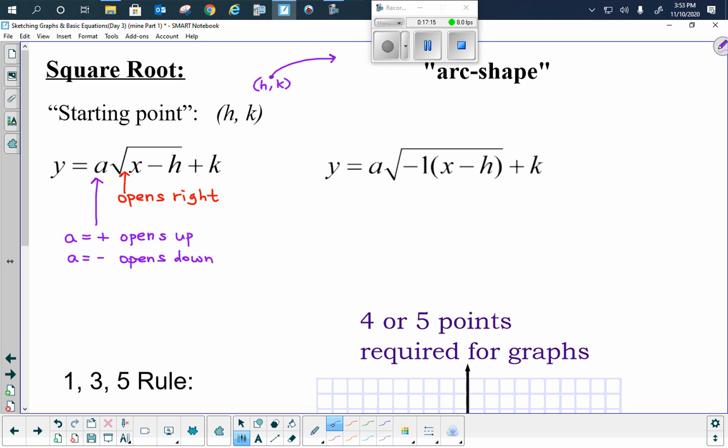All right, so let's make some pictures of what that would mean next to this. If I am opening, let's say, up and to the right, I would have maybe a starting point and look like that. If I'm opening down and to the right, I would have a starting point and look like this. Okay, let's go for the next one. So once again, this a part, nothing changes. If a is positive, then it opens up. And if a is negative, it opens down.